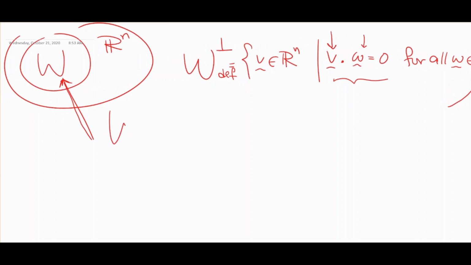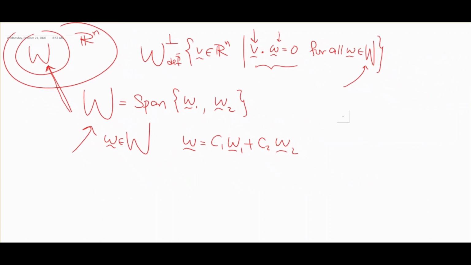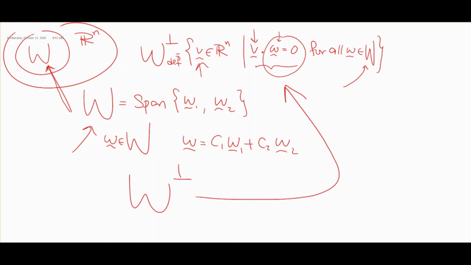A lot of times, your W is actually spanned by some vectors. Let's say it's spanned by w1 and w2. Now, in this case, the element in W has a specific form. We know that if w is in this vector space, then w must be c1 w1 plus c2 w2. And we know from the previous theorem that in these situations, to compute W perp, you don't have to make sure that you find a vector that is orthogonal to every vector that is in W.